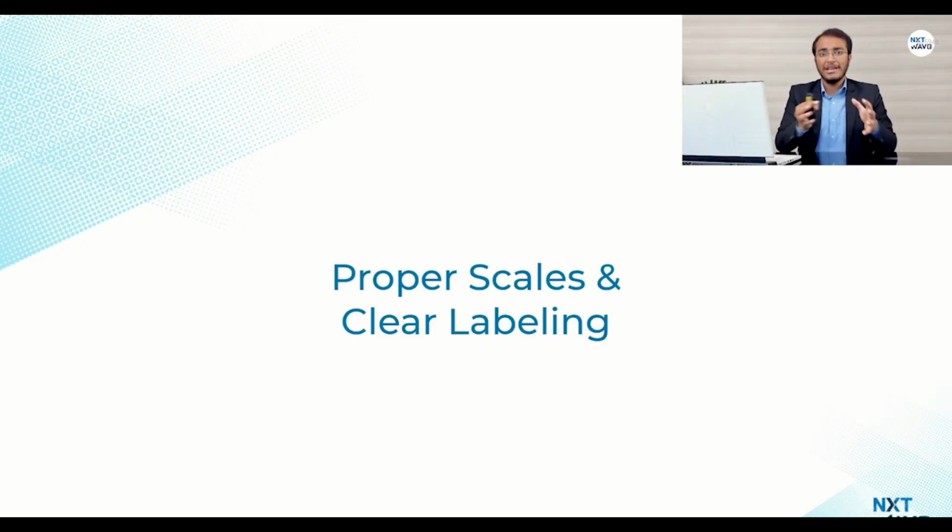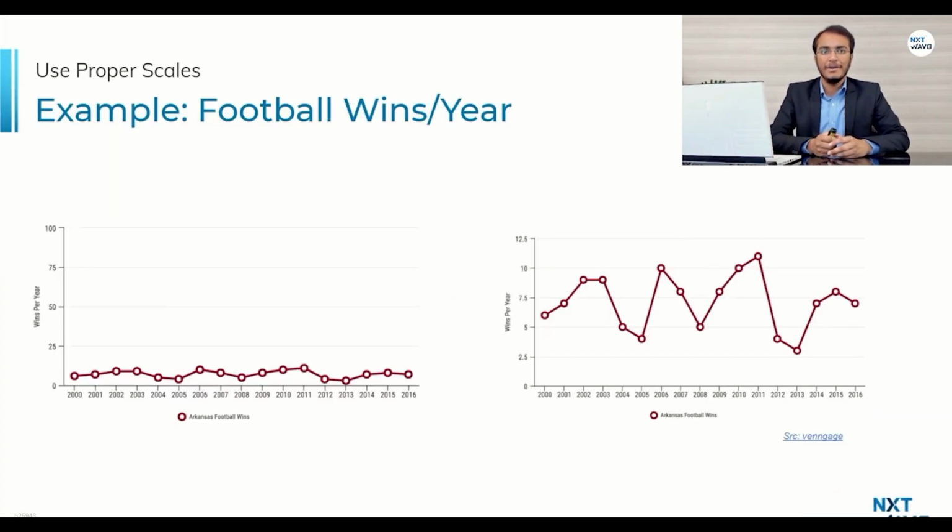So these are closely related: both the lie factor and the proper scales and clear labeling. Let's understand with examples. Both the visualizations again represent the same underlying data, and the data is of a football team, and we are trying to represent the number of wins of that particular team across different years, starting from 2000 to 2016.